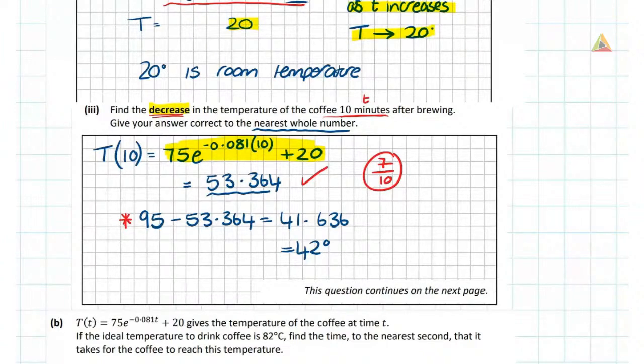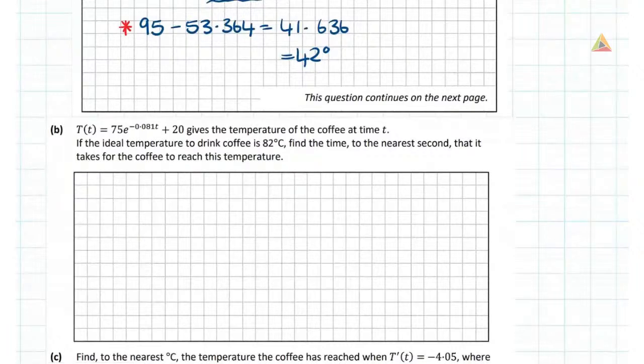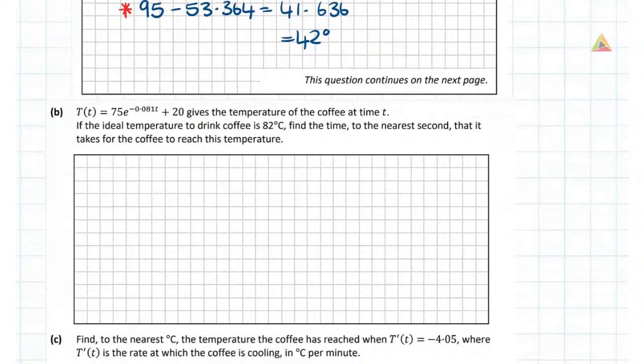Okay, part B then. So we haven't come across a whole lot of calculus just yet, but it's more at the end of the question. Part B, so again, it's just reiterating this as your formula. That's the temperature of the coffee at the time T. And the ideal temperature to drink coffee is 82 degrees. Find the time to the nearest second that it takes for the coffee to reach that temperature.